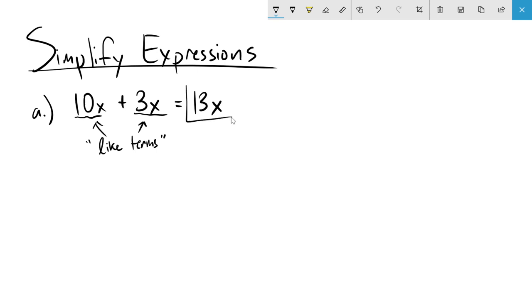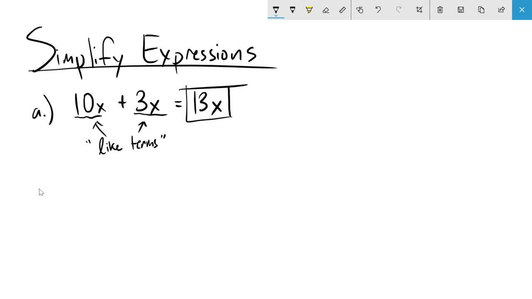So when you have like terms, like they're both x terms or both y terms or a terms or whatever, if they have the same variable, then you can combine them together. And this is more simplified than that. Because to solve this, all I have to do is one multiplication. If I were going to try to evaluate this, I'd have to do 2 multiplications and add them together. It's more complicated. So it's a more simplified expression.